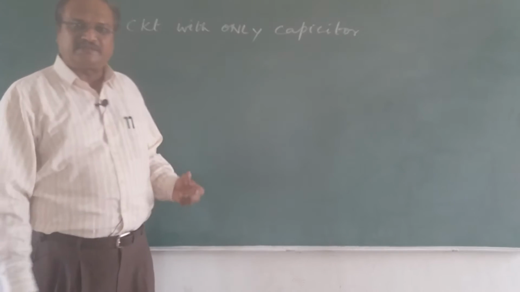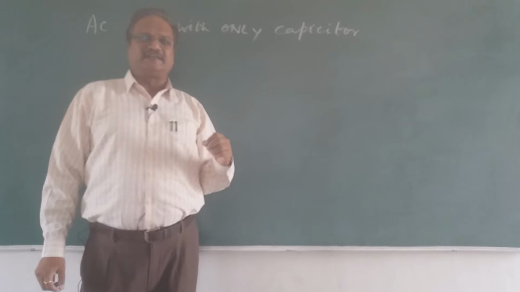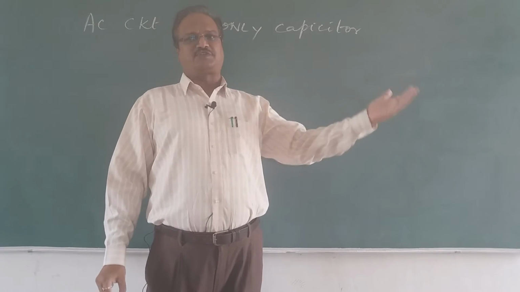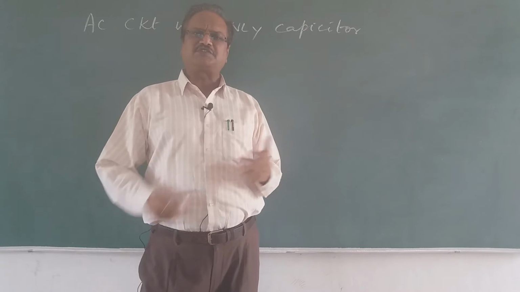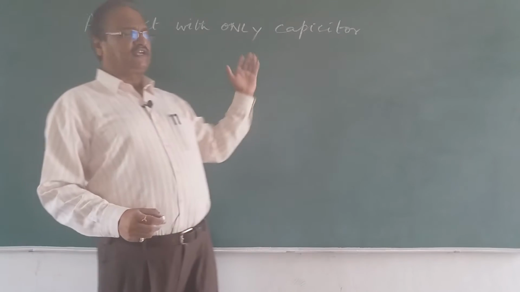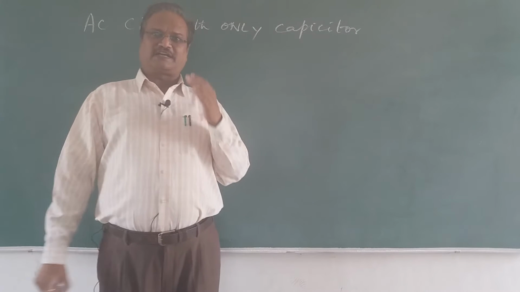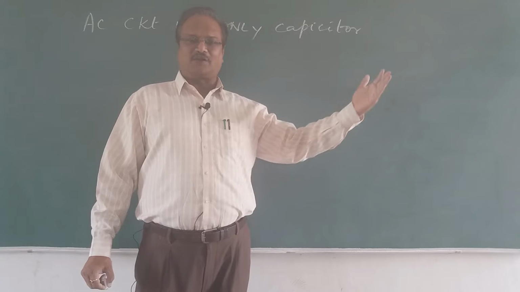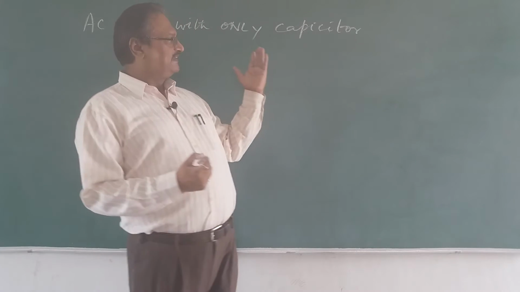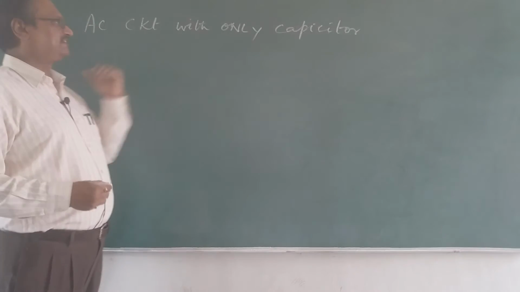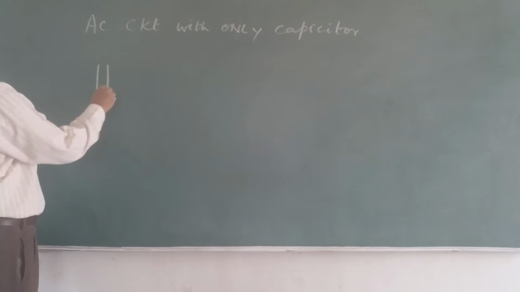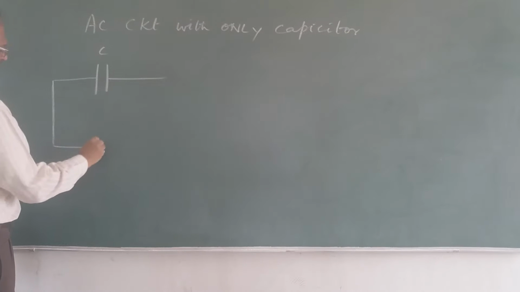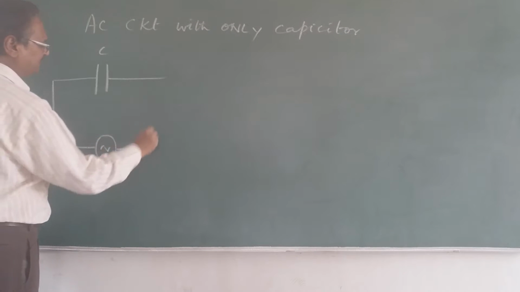Previously we have seen AC circuit with only resistor, where the voltage and current were in phase with each other. And then we studied AC circuit with only inductor, where the current was lagging voltage by 90 degrees or pi by 2. In this discussion we are going to take a capacitor. Let us take a capacitor with capacitance C and connect it to an AC source like this.